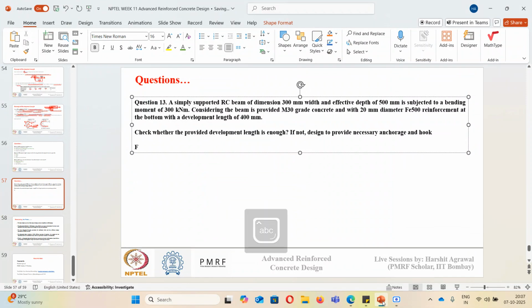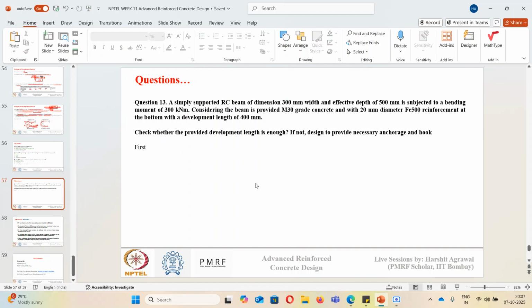Okay, so such a question can come in the exam also, which can be very confusing at first. First of all, we know the moment that is acting on the beam. For this moment, we first need to check whether the rebars are completely stressed or not. If the rebars are not completely stressed, then the development length will be different.